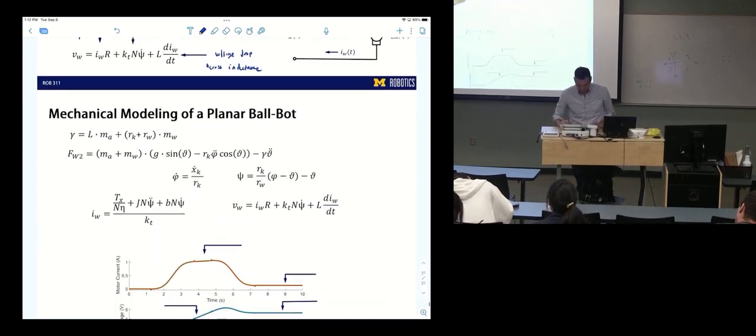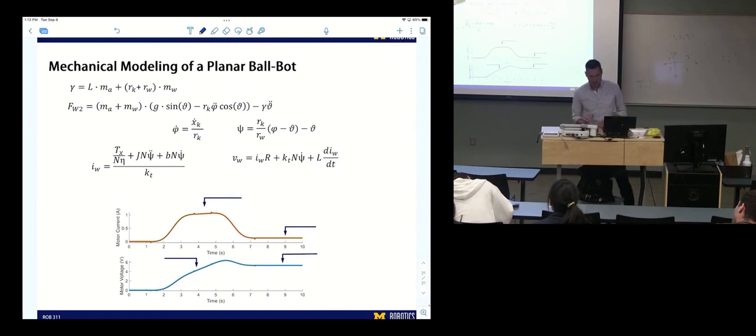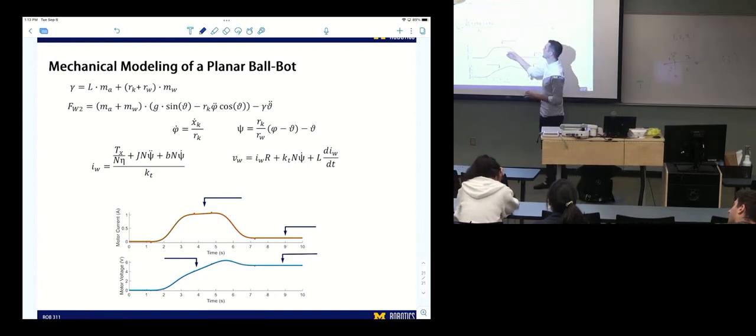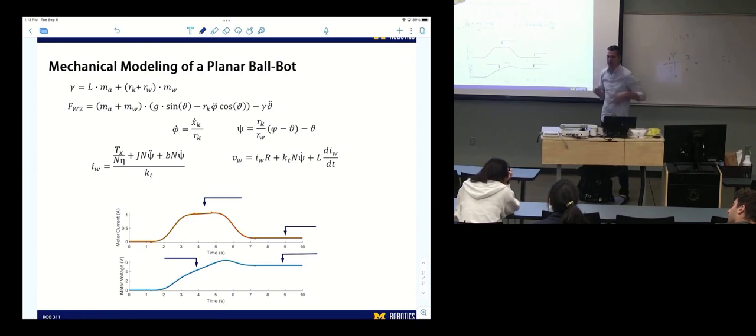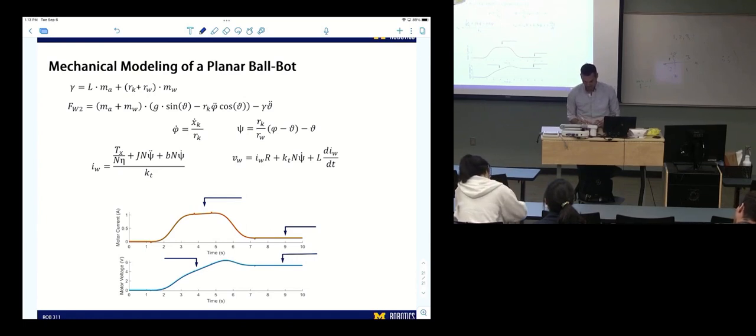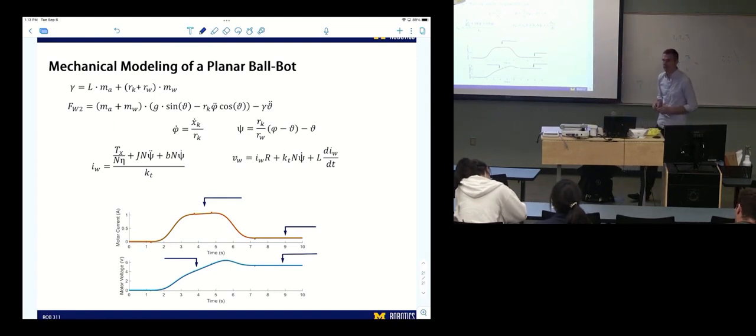Okay. This is what we get. So here again, we have our equations that we used: current and voltage, constraints, force. We compute that, run it through, we get profiles that look like this. Red is our current, blue is our voltage. Somebody talk me through the shapes that you see.